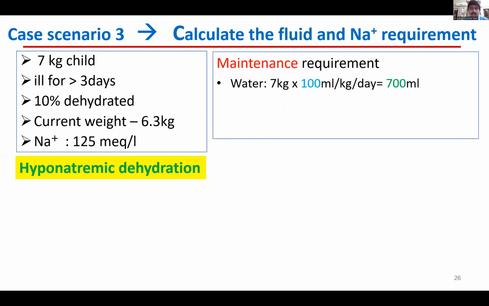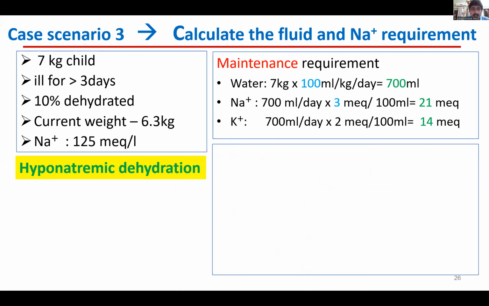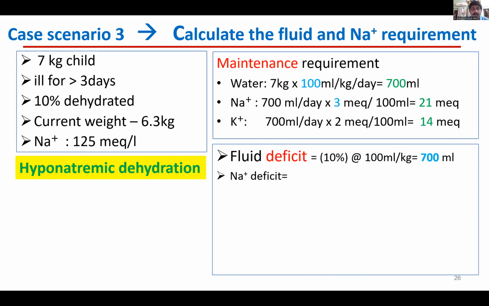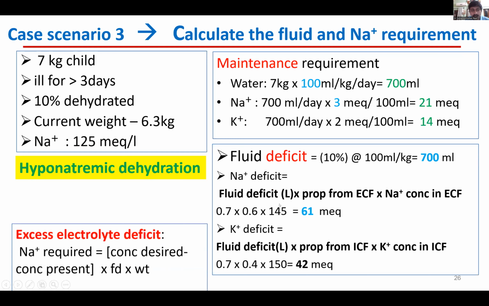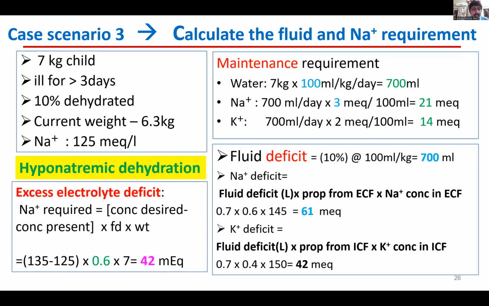The maintenance fluid has already been taught on day 1: for a 7-kilo child, 700 ml water and 3 mEq per kg of sodium. But for the deficit fluid, we have to calculate how much water and sodium has been lost. That is already a 4 days illness. So 0.6 for the extracellular fluid, into the body weight 7 kilo, into the normal standard sodium. And what is the excess sodium loss? We will come to that on the left side. That is the ideal sodium 135 minus the existing sodium 125, into 0.6 as the constant.